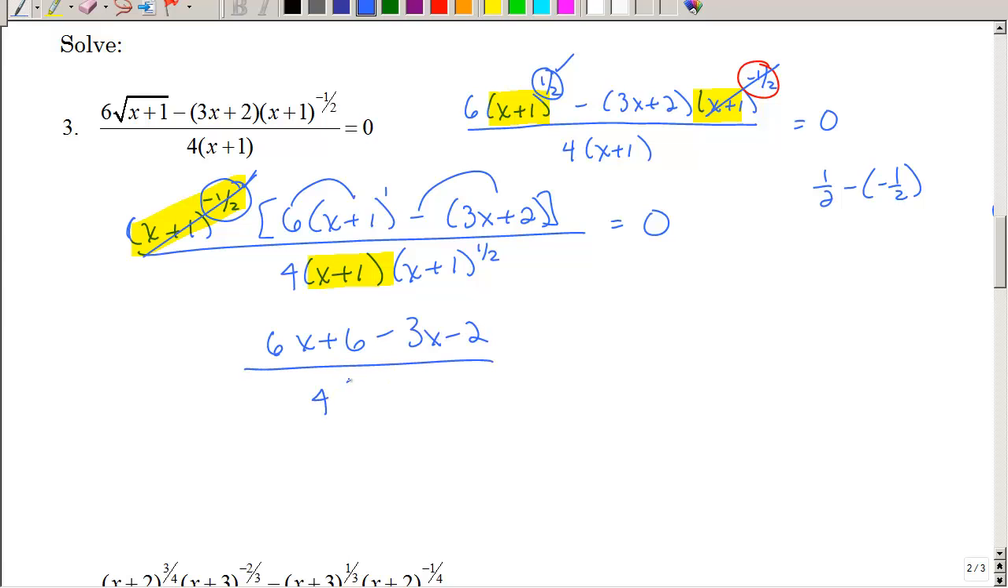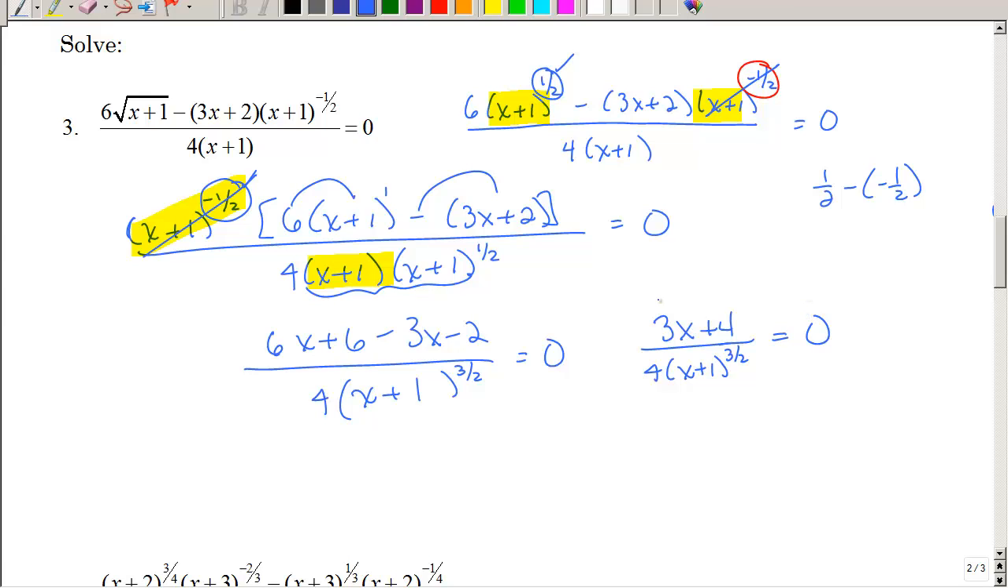And on the bottom, what can I do with this? Keep the base and add the exponents. So looking better. Let's collect like terms. So I have 3x plus 4, and that's my equation. Now how do you solve that?